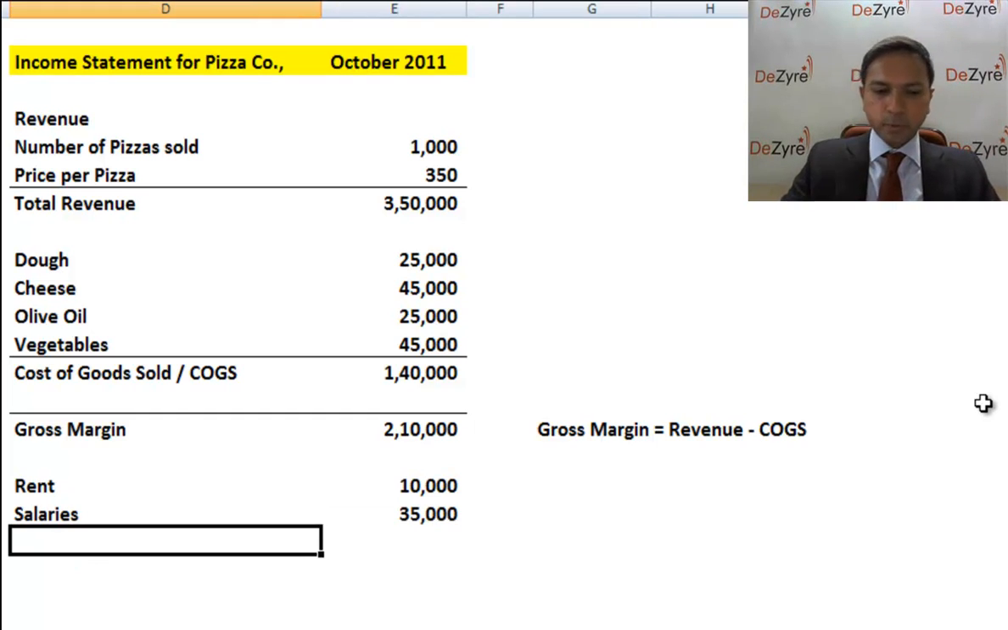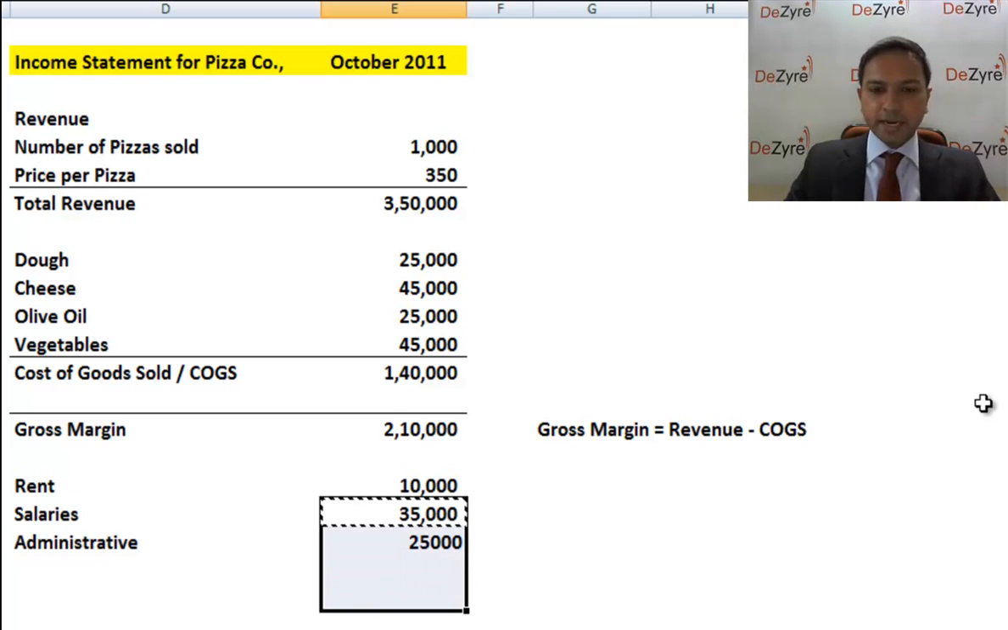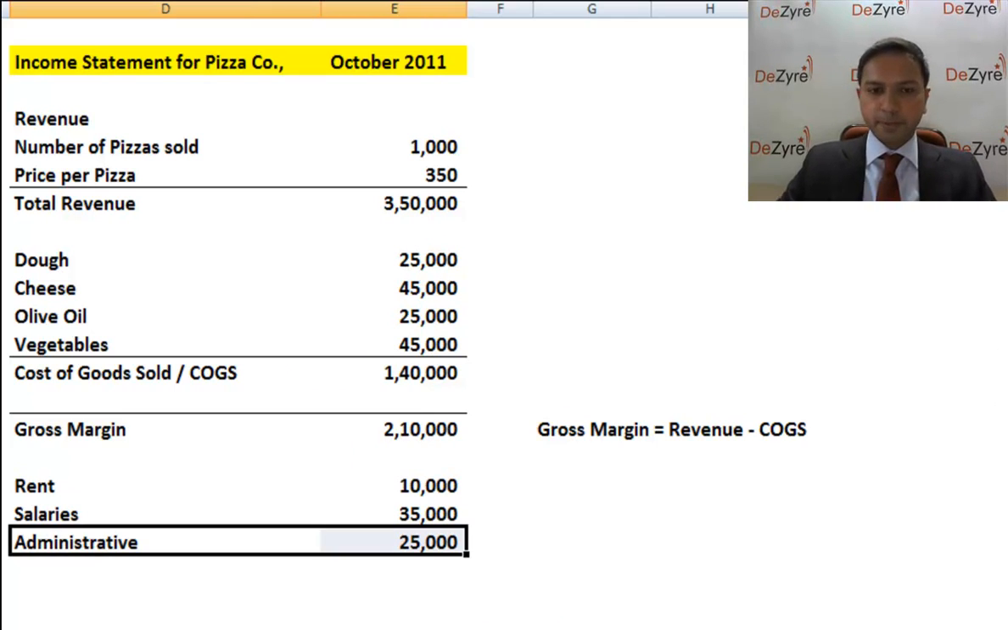And then we'll have this catch-all bucket called administrative, which will have your phone bills, your electricity bills, your petrol charges and all of that. And let's say 25,000 rupees is your administrative. Again, you get the idea that this is not an exhaustive list. You'll have many more components there, but for now, to get the rough idea, we'll stop here.